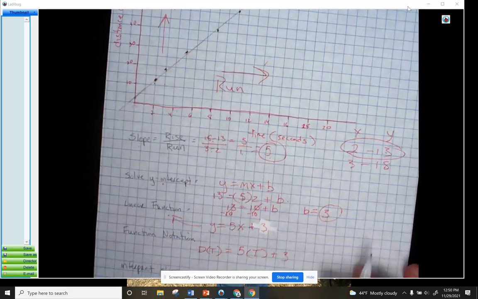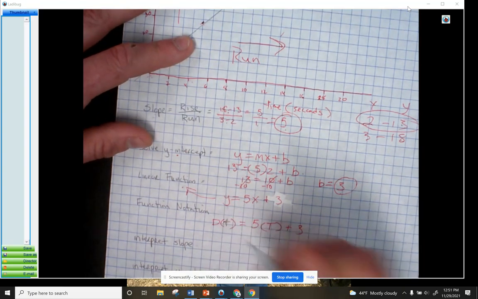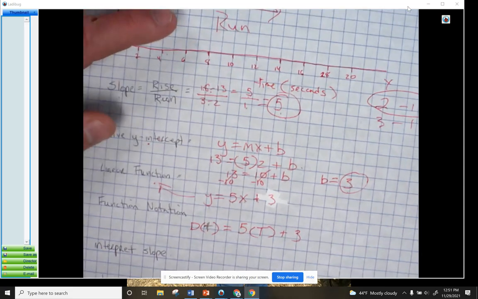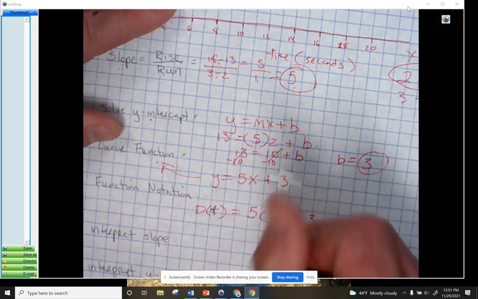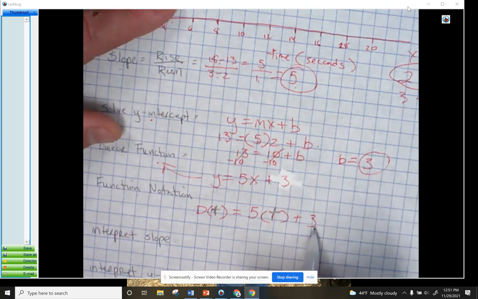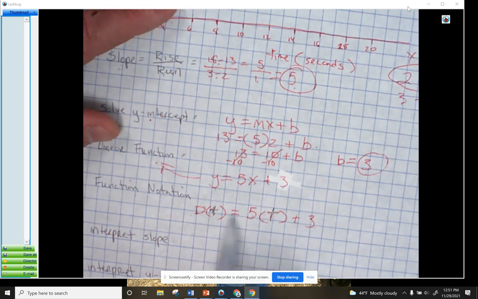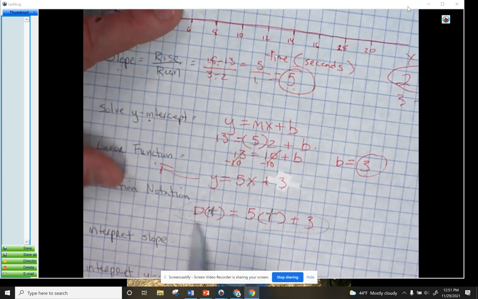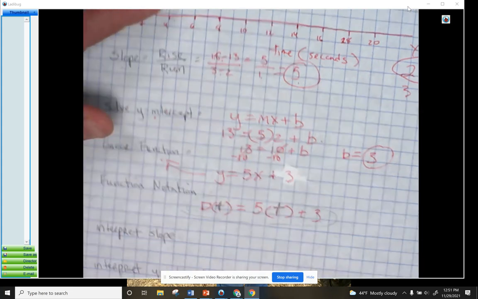So to write in function notation, we would say distance is a function of time, in which 5 times time, it should be a lowercase t there, plus 3 will give us our distance. So distance is dependent on time, in which 5 multiplied by the time plus 3 will give us our distance. So this is how to write in function notation. I just talked it out, what it says. Distance is a function of time, in which 5 times the time plus 3 will give us our final distance value.